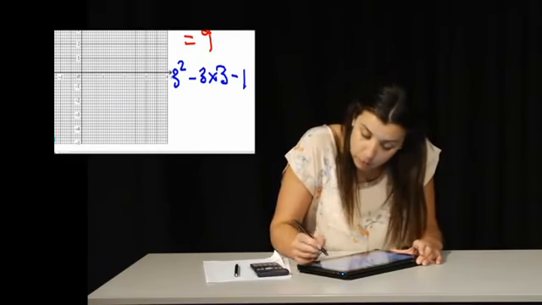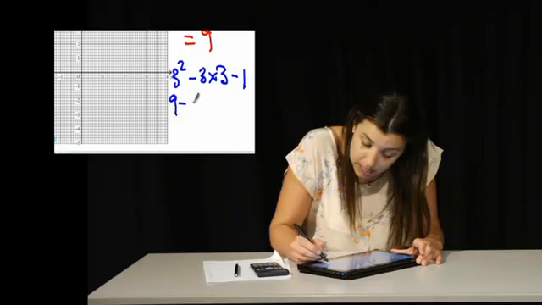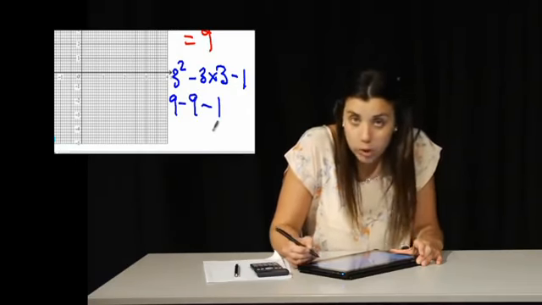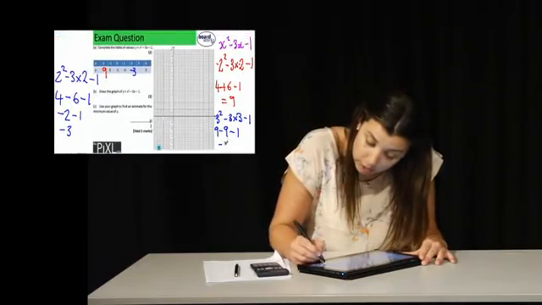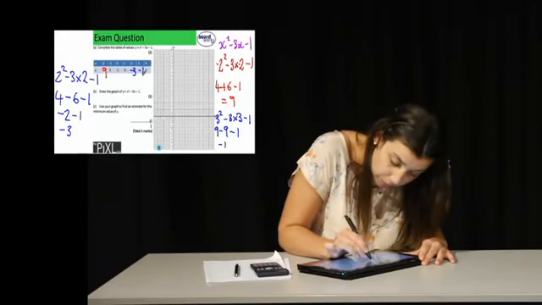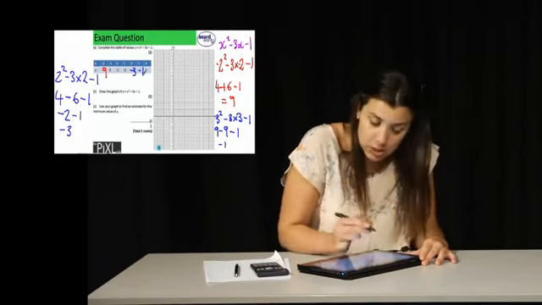It's a constant at the end there. 3 squared is 9, take away 9, take away 1. Well, 9 take away 9 is going to end up with nothing, and then we've got -1 on the end, so just -1. There are our table of values.